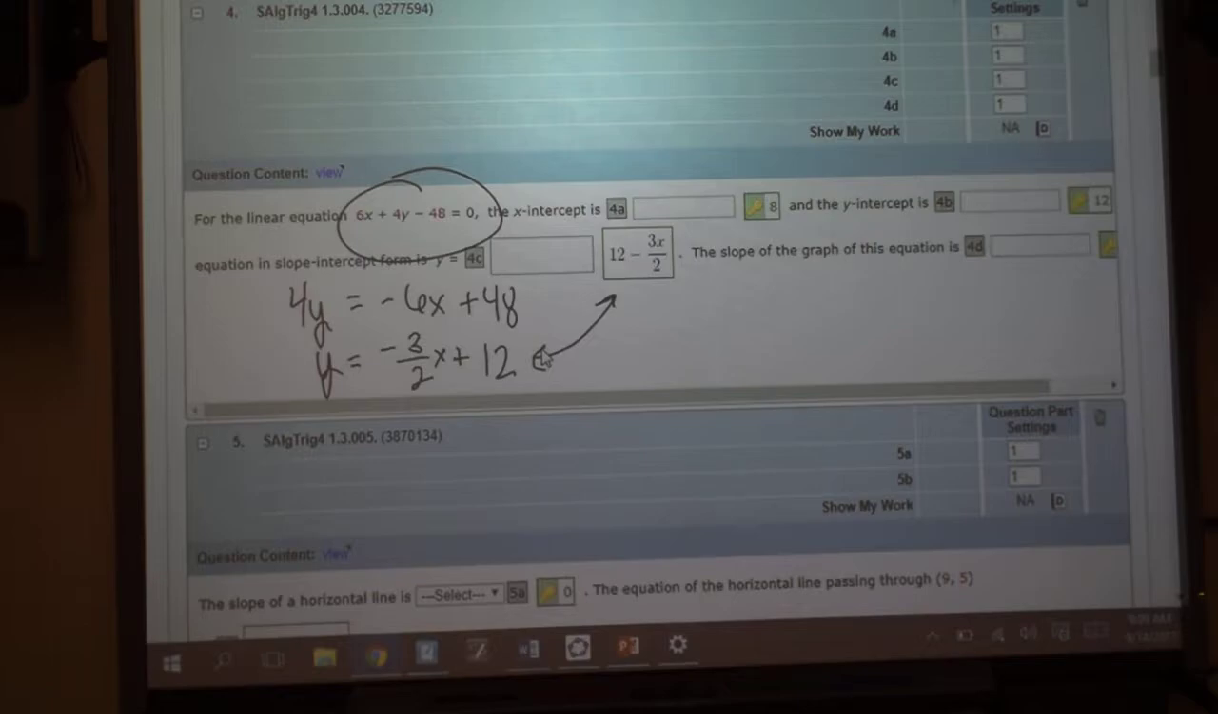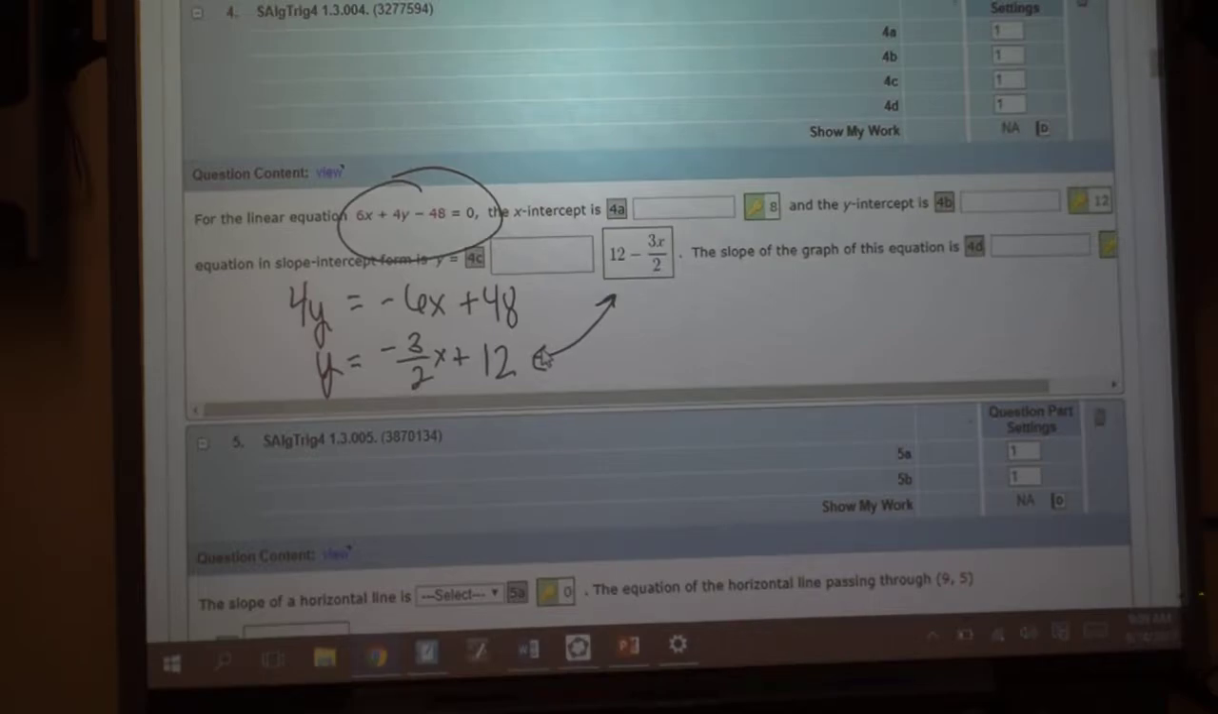So just be careful with, maybe it was a simplifying problem or something like that. It will not accept, for the most part. Sometimes it does, sometimes it doesn't. For the most part, I don't think it'll accept like negative 6/4 as my slope or something like that. It's got to be reduced.